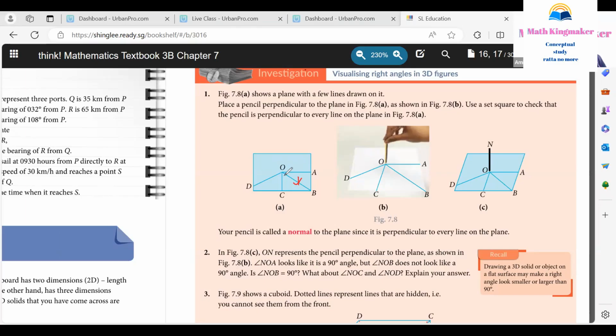So your pencil is called a normal to the plane, because it is perpendicular to the plane. It is perpendicular to every line on the plane, so it is said to be the normal. Normal means perpendicular. If you trace any line which is in that plane, all lines will be perpendicular to that pencil. So that pencil is said to be the normal to the plane. Now got it?